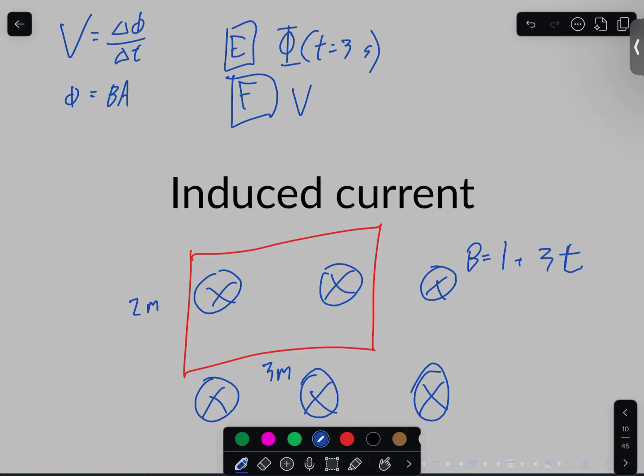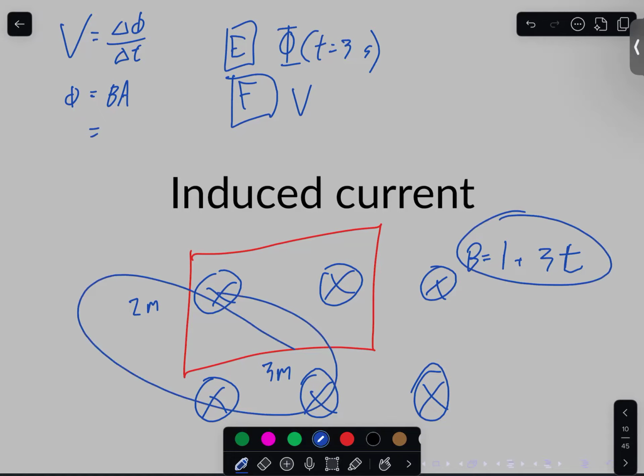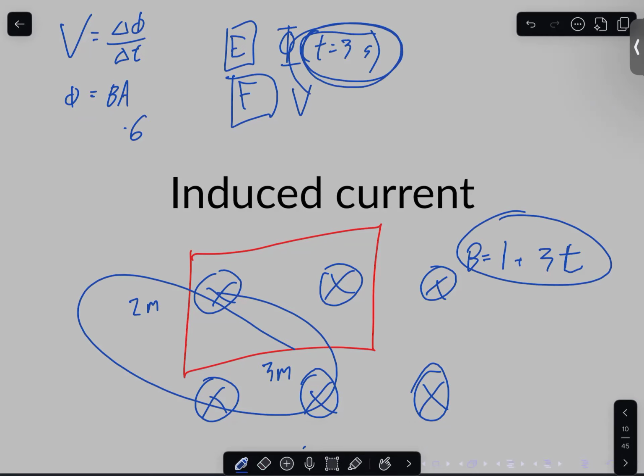If I want phi, I look for the core equation for phi. Phi has two parts, B and area. Well, B is hard, so let's just do B times the area. Let's look at the area first. The area, God willing, is simple, right? 2 times 3 is 6. And now I need to figure out what the magnetic field is. I told you the magnetic field is an equation now, a value that changes as time progresses. So the equation for B is 1 plus 3 times time.